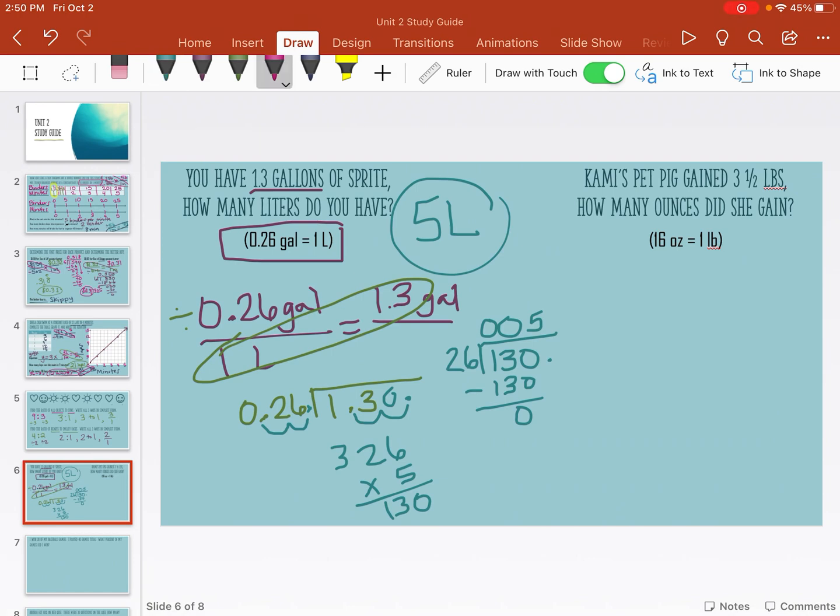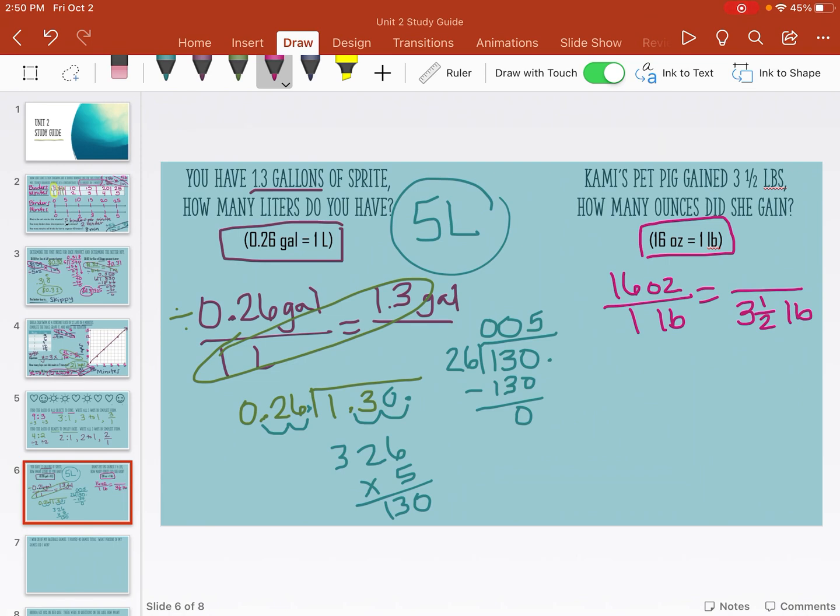Okay, let's look at the next one. Cammie's pet pig gained 3.5 pounds. How many ounces did she gain? And again, they gave me this unit, right? So that's where I'm going to start. So I have 16 ounces over 1 pound. I don't know how many ounces, but for 3.5 pounds.